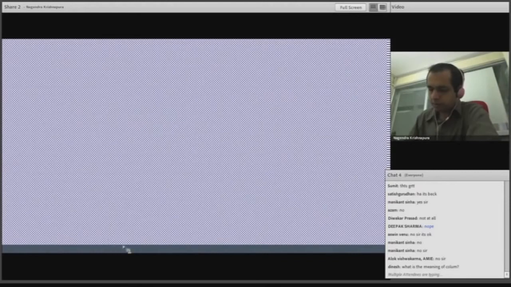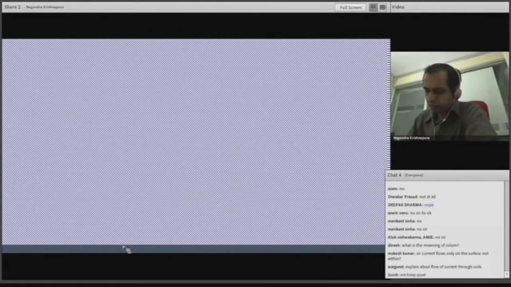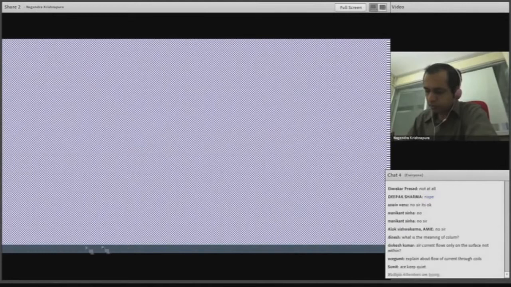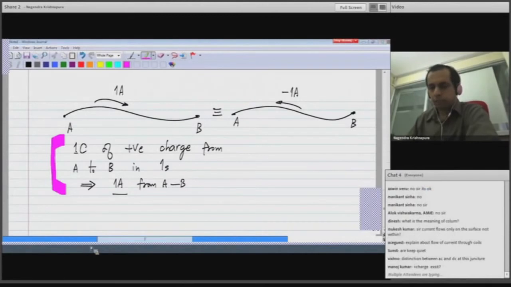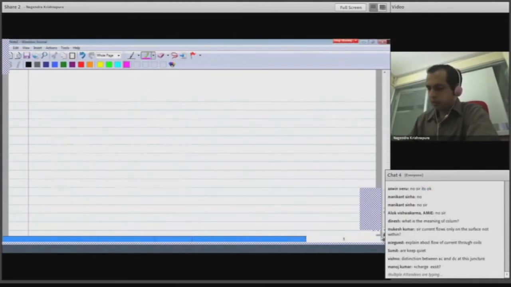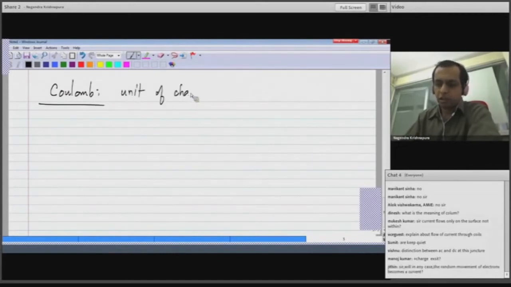Now there was another question about whether current flows only on the surface of the conductor or not. Now we will not worry about that. It turns out that at low frequencies current flows uniformly through the cross section of the wire, and as you go to higher frequencies it will be only towards the surface of the wire. But for us those details are not important at all. We will be looking at the total current flowing through the wire.